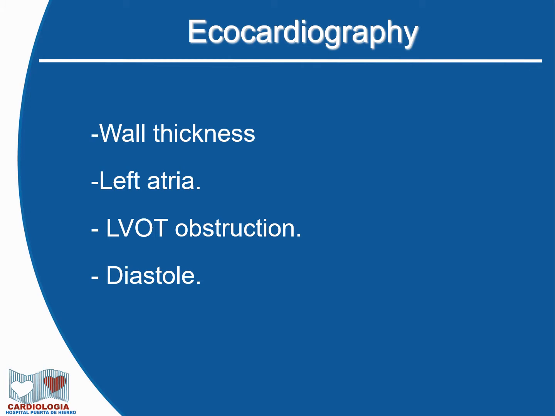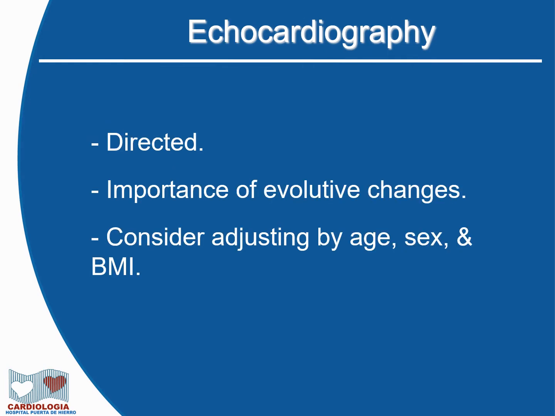Another very important test that we can run in patients with a suspicion of hypertrophic cardiomyopathy is echocardiography. Here we have several aspects that would need to be assessed. For instance, wall thickness, left atria, LVOT obstruction, and diastolic function. Wall thickness is important to be measured correctly. We need to measure it in the right place.